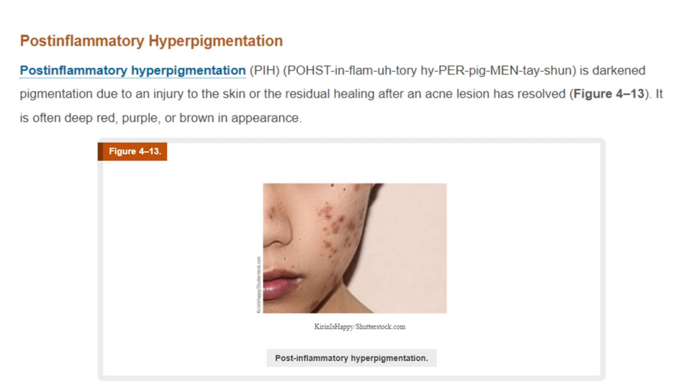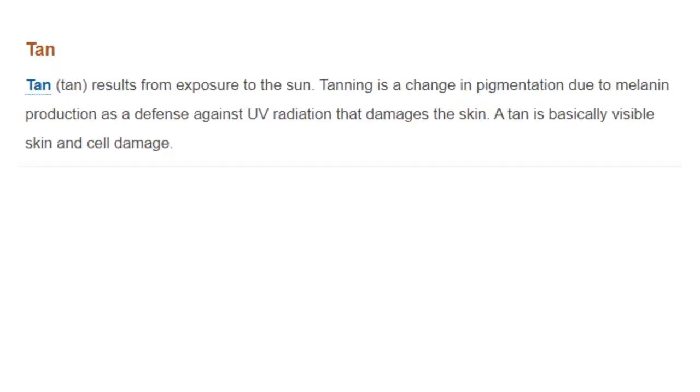Post-inflammatory hyperpigmentation. Post-inflammatory hyperpigmentation is darkened pigmentation due to an injury to the skin or the residual healing after an acne lesion has resolved. Figure 4.13. It is often deep red, purple, or brown in appearance. Tan. Tan results from exposure to the sun. Tanning is a change in pigmentation due to melanin production as a defense against UV radiation that damages the skin. A tan is basically visible skin and cell damage.